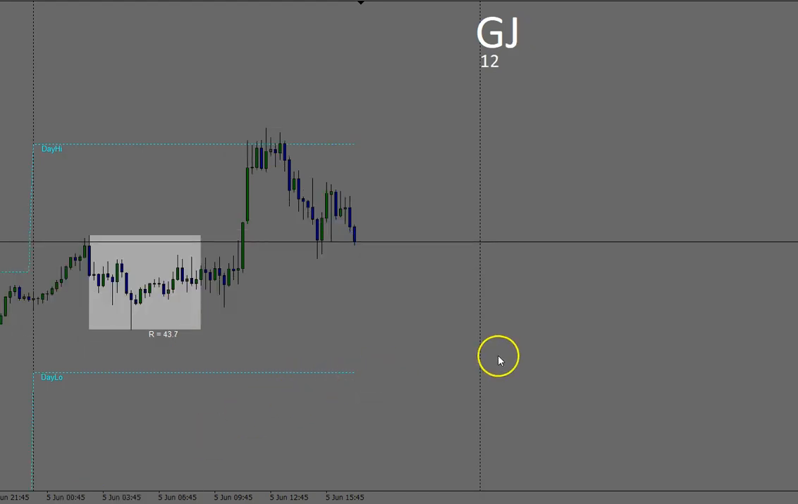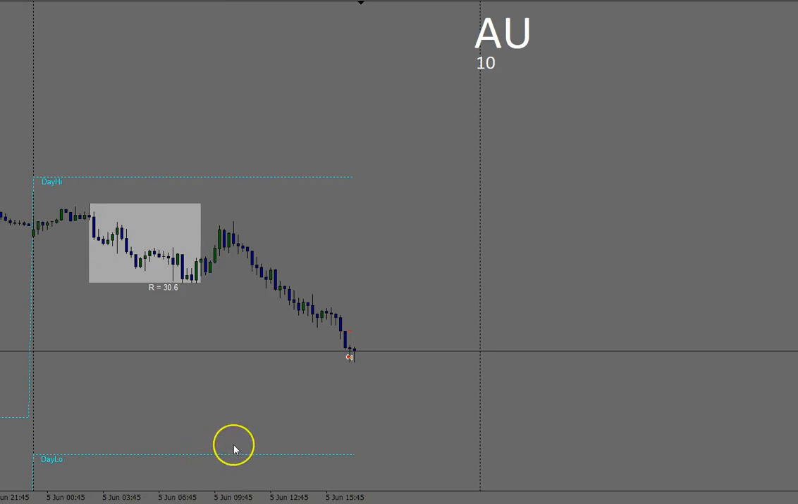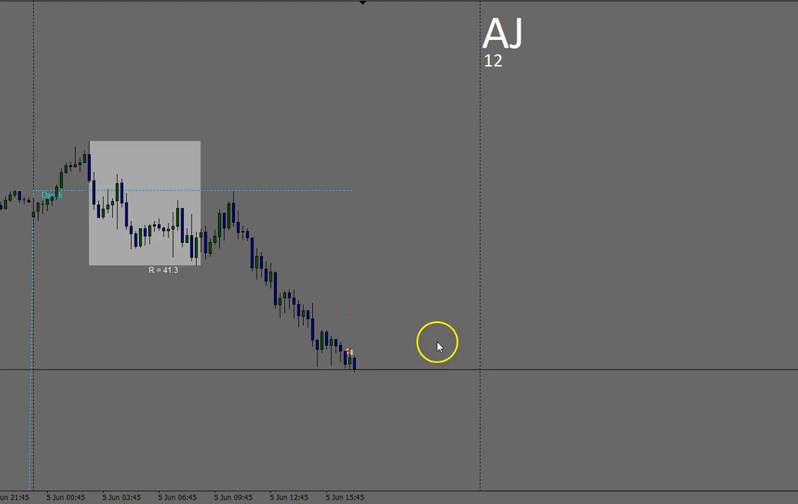Pound Japanese yen, there were no trades taken at all on that today. Didn't see any of our entry criteria hit, so I just stood aside on the pound Japanese yen. Australian dollar, US dollar, took this on the US dollar news, got in on this, and I punched out of that when I punched out of everything else for a break even, so didn't gain or lose anything on the Australian dollar, US dollar.